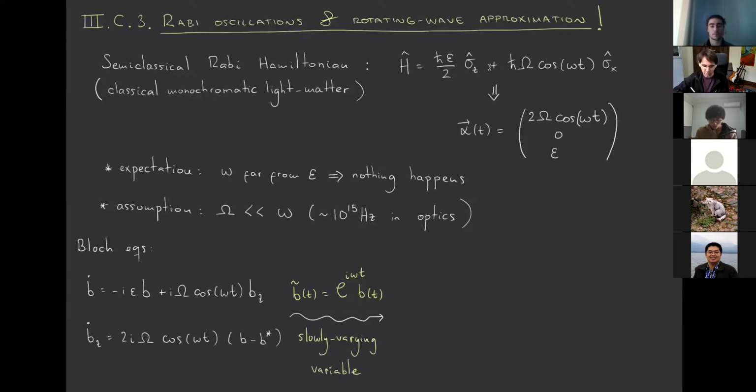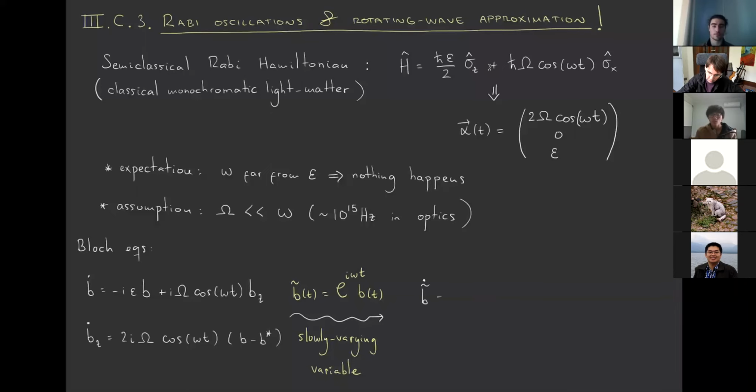Okay, so it's just the original B, but oscillating much slower. And this is very convenient for many reasons, both for numerics and also for analytics, as we are going to see right now. But it's just a change of variable, so we haven't done anything special by just changing the variable. So then in terms of this new variable, these equations look like this.